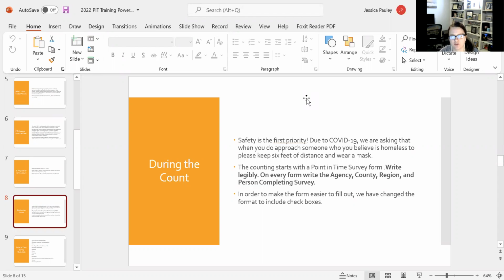On every form, I need you to write your agency name, the county that you were in, the region. So for you guys, that region would be Western, and then also your name. That helps me if I've got any questions, I would know who to contact. And also to make the form easier to fill out, we have changed it to include some check boxes, so not everything has to be written in.